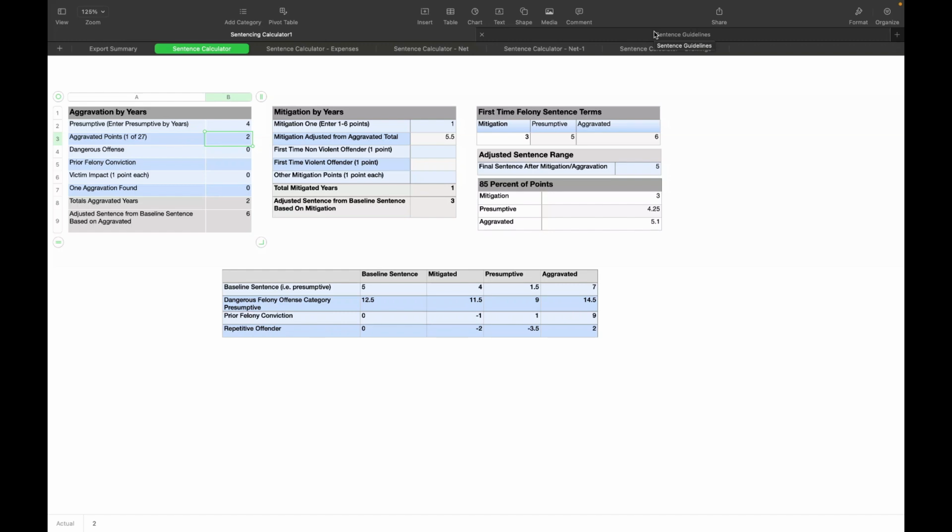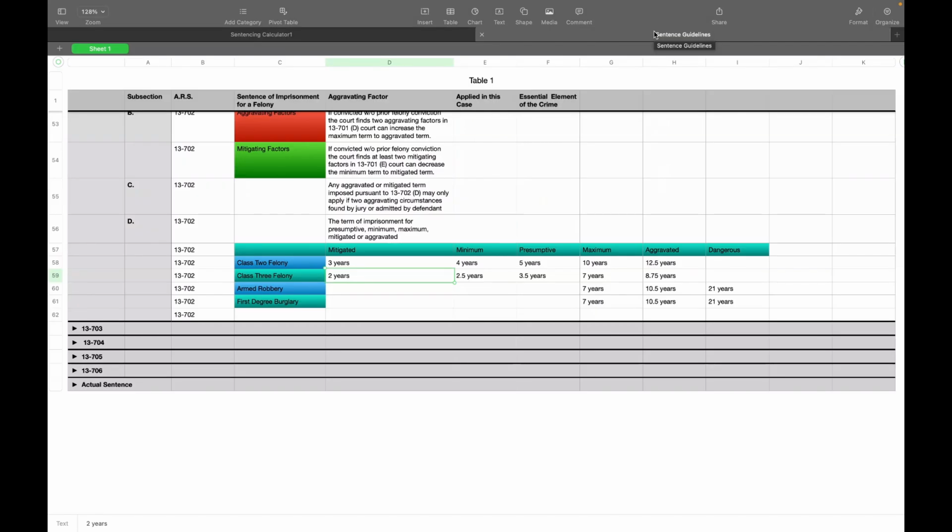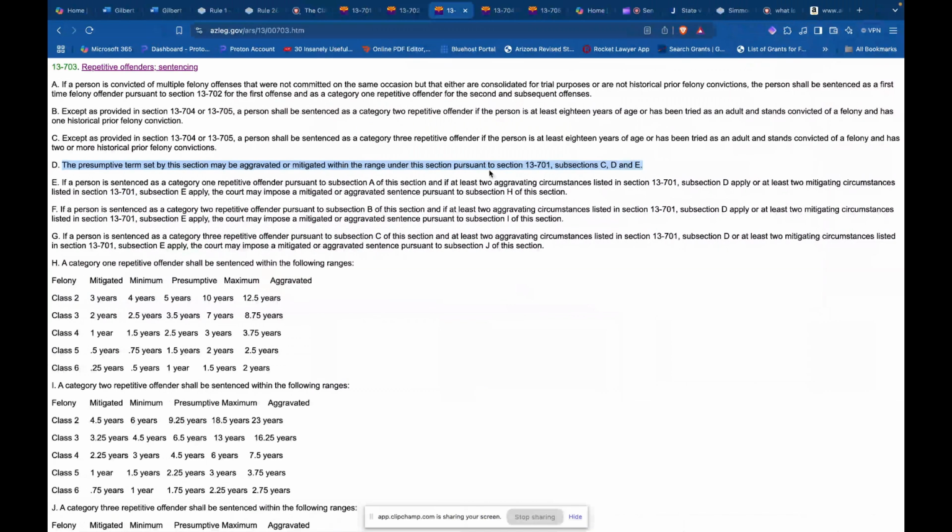Our demonstration doesn't want to go so far outside of this case that it changes how this calculator can be used, which is dynamically in many different ways. But for the sake of this repetitive offender demonstration, under 703 the presumptive term is the defining number for the sentence range for the defendant. And in this case, again, he should still be classified and sentenced within the sentence range.